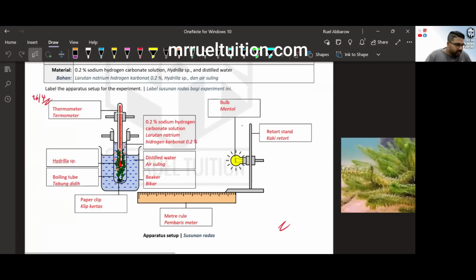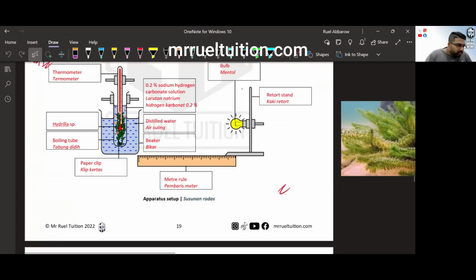So we have the thermometer that's dipped inside here. You may or may not have a thermometer. But this is where the hydrilla is. We place a clip at the bottom of the hydrilla plant to keep it grounded, because usually the hydrilla plant's roots are in the soil at the depth of the body of water, right? But here, that's not the case. So you need to attach some sort of weight to keep it down. So that's why we put the paper clip there.